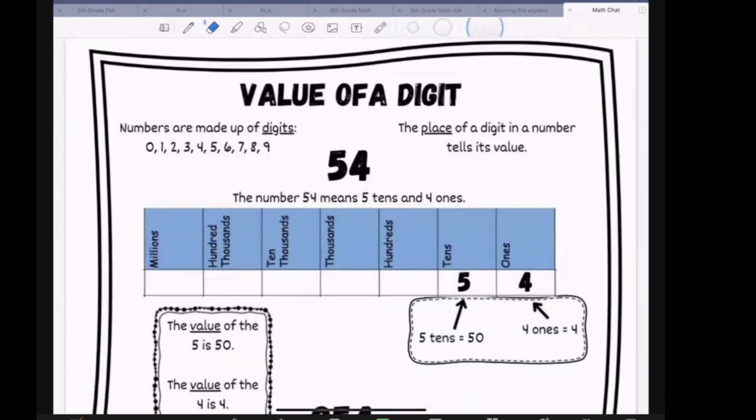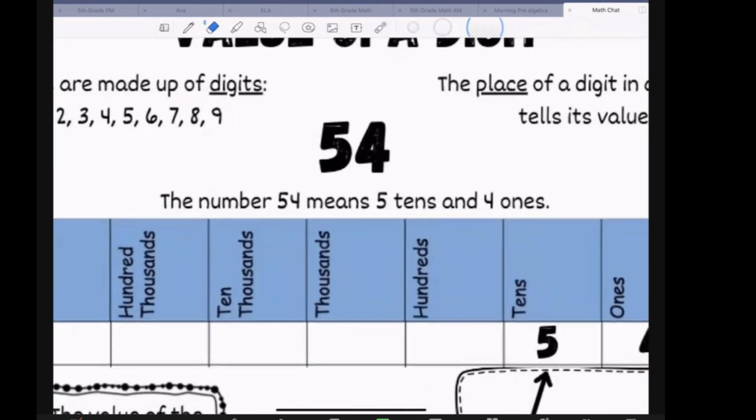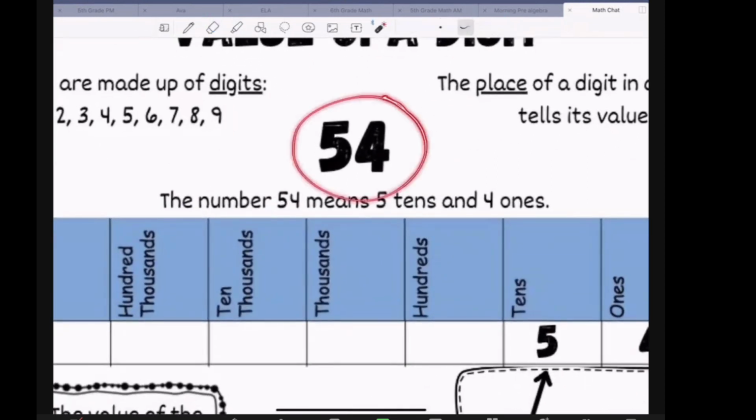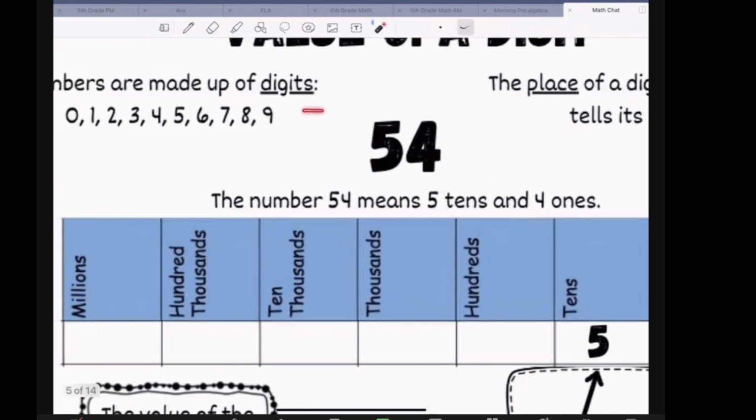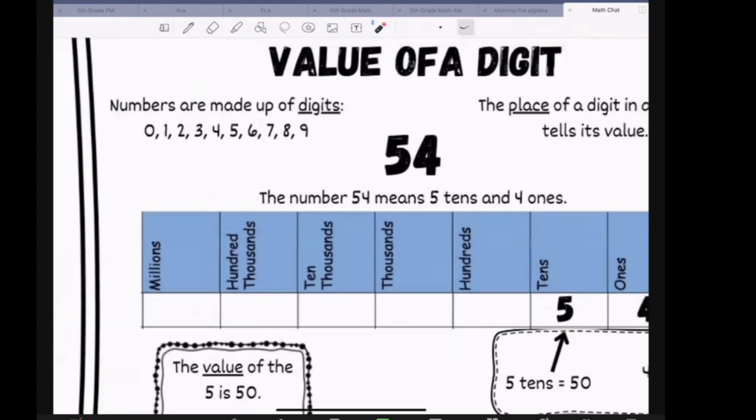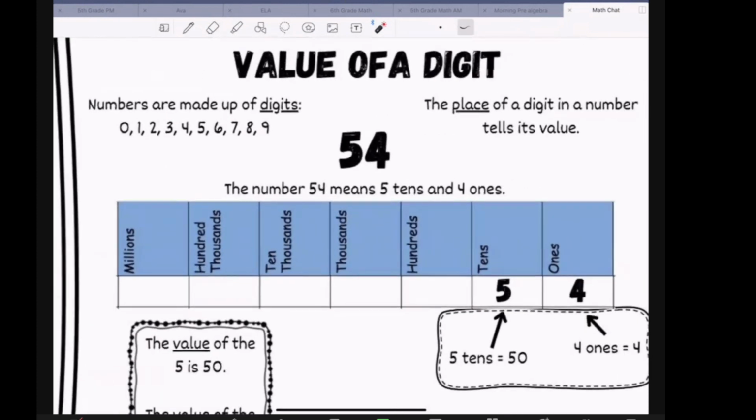The place of a digit in a number tells its value. So let's talk about the number 54. The number 54 means 5 tens and 4 ones. So 5 tens, you've counted through our 10 digits 5 times. So you've said 1, 2, 3, 4, 5, 6, 7, 8, 9, 10, 1. 1, 2, 3, 4, 5, 6, 7, 8, 9, 10, 2. Okay. And so you've gone through that 5 times. So it's 5 tens and 4 ones.